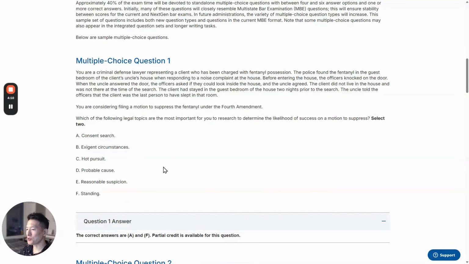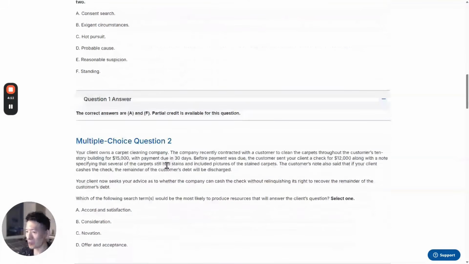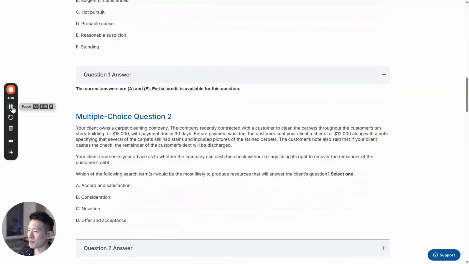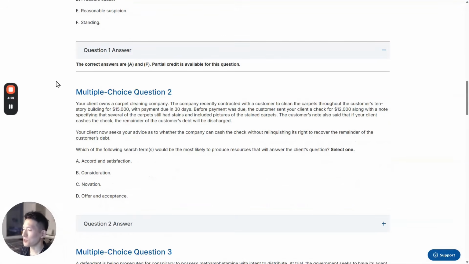Now, let's go on to question number 2. We're going to make it a little bit more challenging since we're getting a little tipsy. All right, so step 0, what is this question about? We see some numbers. It looks like we are doing a contracts question. Satisfaction, consideration. These are all contracts terms. So we know right away that we have to be in contracts mode.